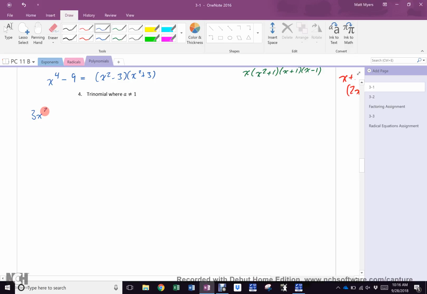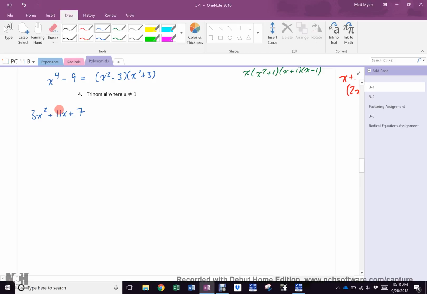3x squared plus 11x plus 7. What about that bothers you? You don't like the 3. We got a way to get rid of 3. We divide by 3, yes? Except we can't. Why not? Because 11 and 7 don't work with 3, right?